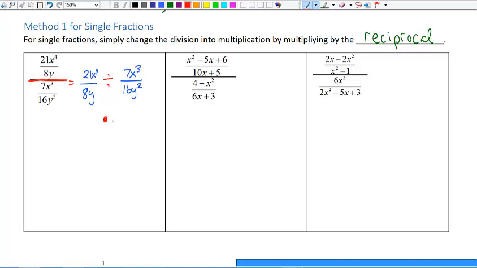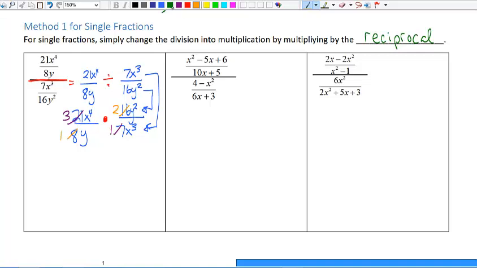We're going to change that into a multiply sign by reciprocating the second fraction. So the second fraction becomes 16y squared over 7x cubed. The first fraction, 21x to the fourth over 8y, stays the same. And then we look for any common factors that can divide out. It looks like 21 and 7 both have a common factor of 7, so I can divide both the numerator and denominator by 7. Also, 8 and 16 can be divided by 8.